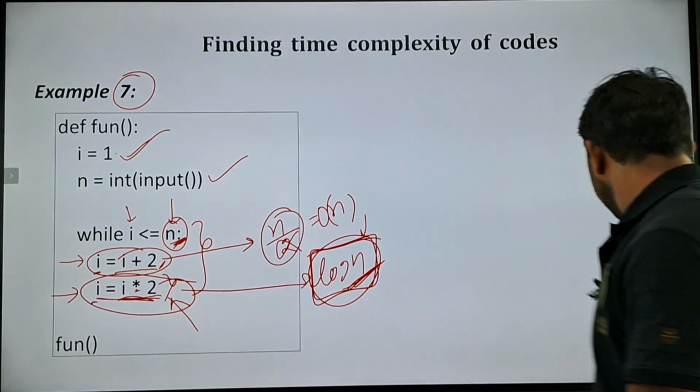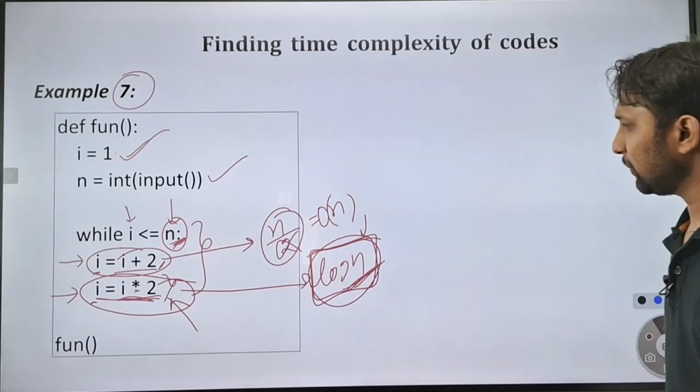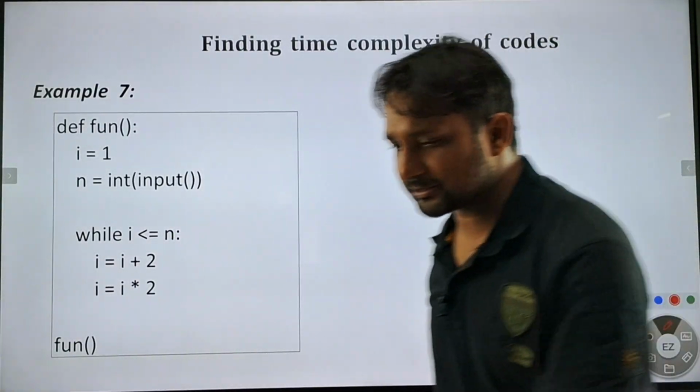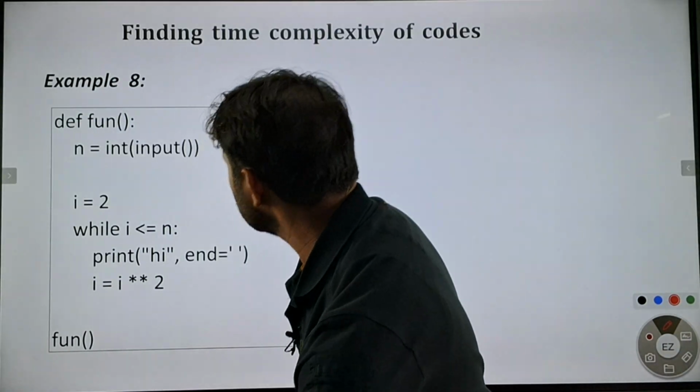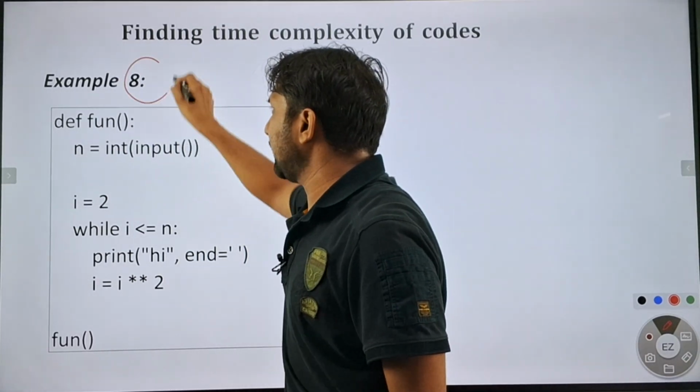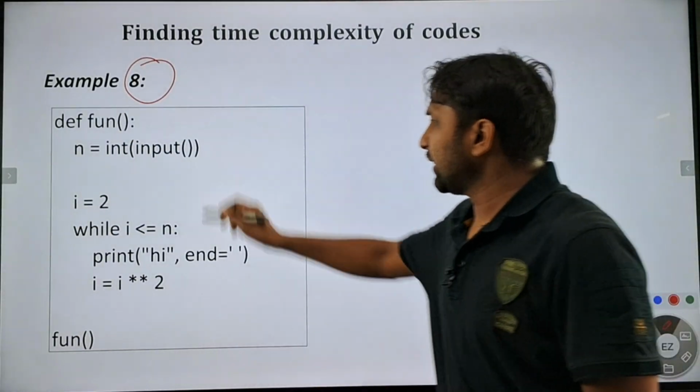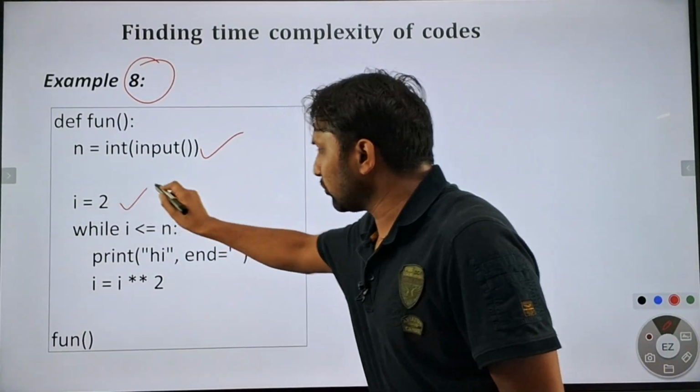So you can take it as it is. Let me clear it and move on to the next example. So here is the next example, example number 8. We're taking an input, and I value starting from 2.